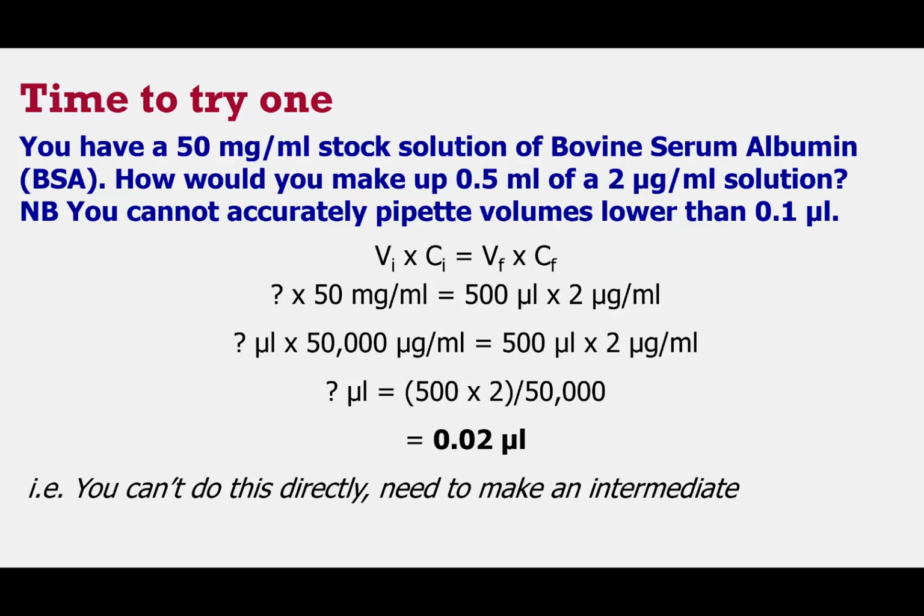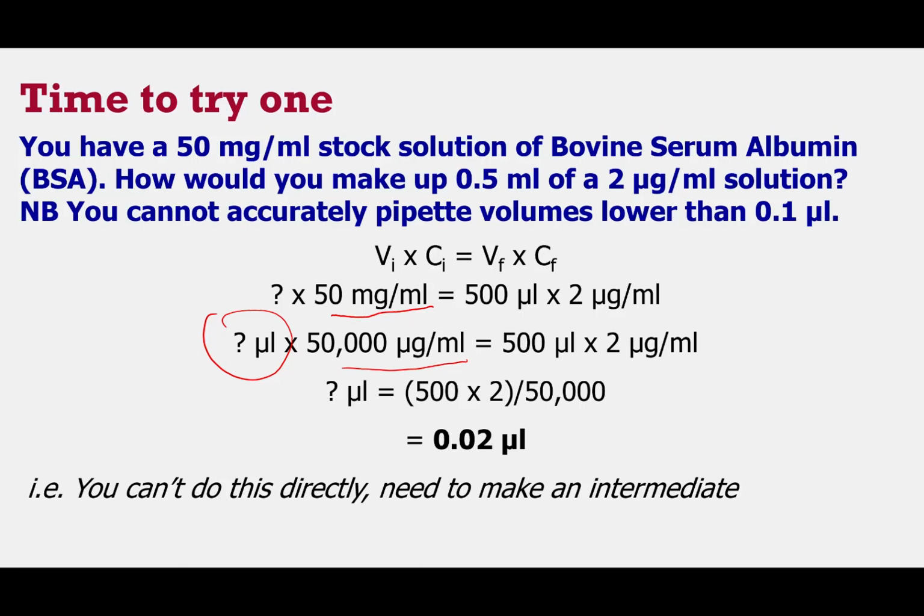If I was to work through this, and there are some red flags that should come up here quite quickly, I'm going to make sure that the units are the same on both sides. So I'm going to change my 50 mg per mil to be 50,000 micrograms per mil, which is the same. But clearly 50,000 on one side and 2 on the other presents us straight away with a problem. I now know that my unknown is going to be in microliters, and my unknown microliters equals 500 times 2 divided by 50,000, or 0.02 microliters.